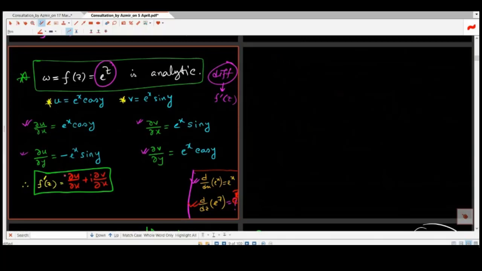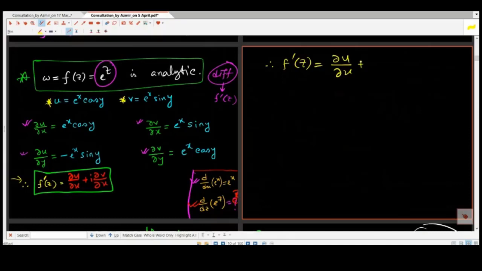Since we have this formula, which is found from an analytic function, that means the function is analytic, and so we are using this formula. f prime of z equals du dx plus i dv dx. For du dx, we have the result: it is e to the x cosine y. Plus i dv dx, it is e to the x sine y.